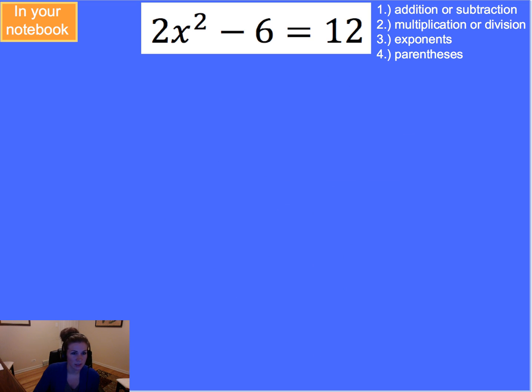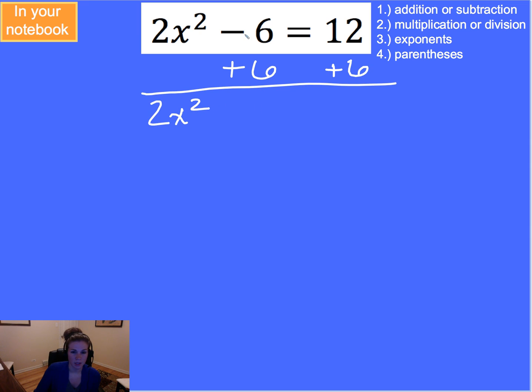And then in our last example for today, 2x squared minus 6 equals 12. First we need to undo addition or subtraction. I have a minus 6, so the inverse of that would be to add 6. And I need to do that to both sides. Bring down the 2x squared. The negative 6 plus 6 cancel each other out. And the 12 plus 6 equals 18.